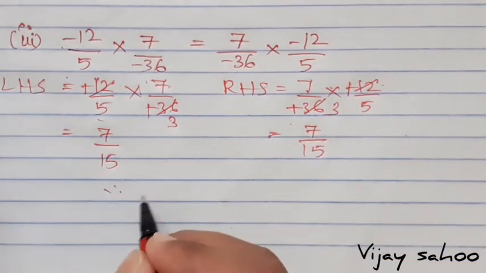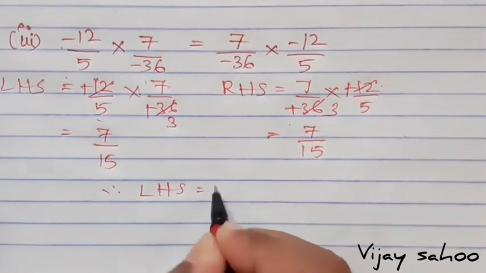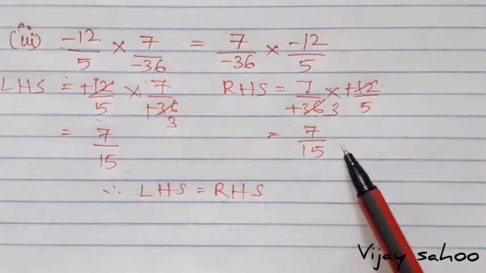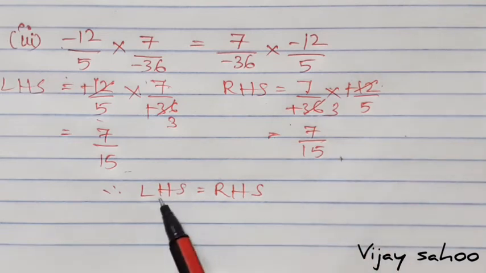So in this, left hand side is equal to right hand side, and you know it very clearly why it is equal, because left hand side and right hand side are 7 by 15, 7 by 15. So we'll consider that left hand side is equal to right hand side.